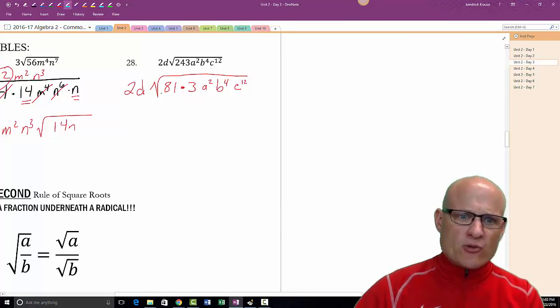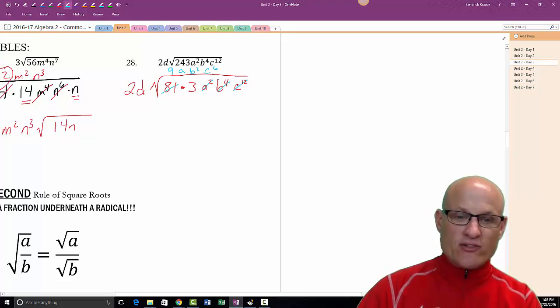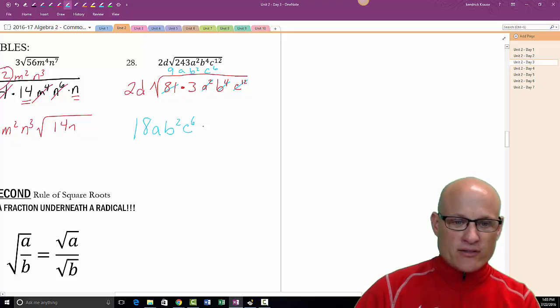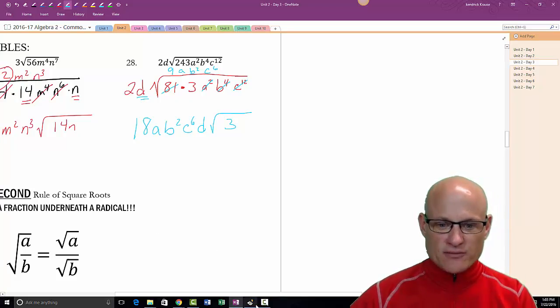So let's get going. Square root of 81, 9. Square root of a squared, a. The square root of b to the 4th, b squared. 2 b's, 2 sets of 2. And this one has 6 groups of 2, so this is c to the 6th. C to the 6th is hard to say. All right, now we're going to multiply. We get 18, that's the 2 times the 9. A, b squared, c to the 6th, d. Don't forget the d. Square roots of 3. Wow, exciting stuff.